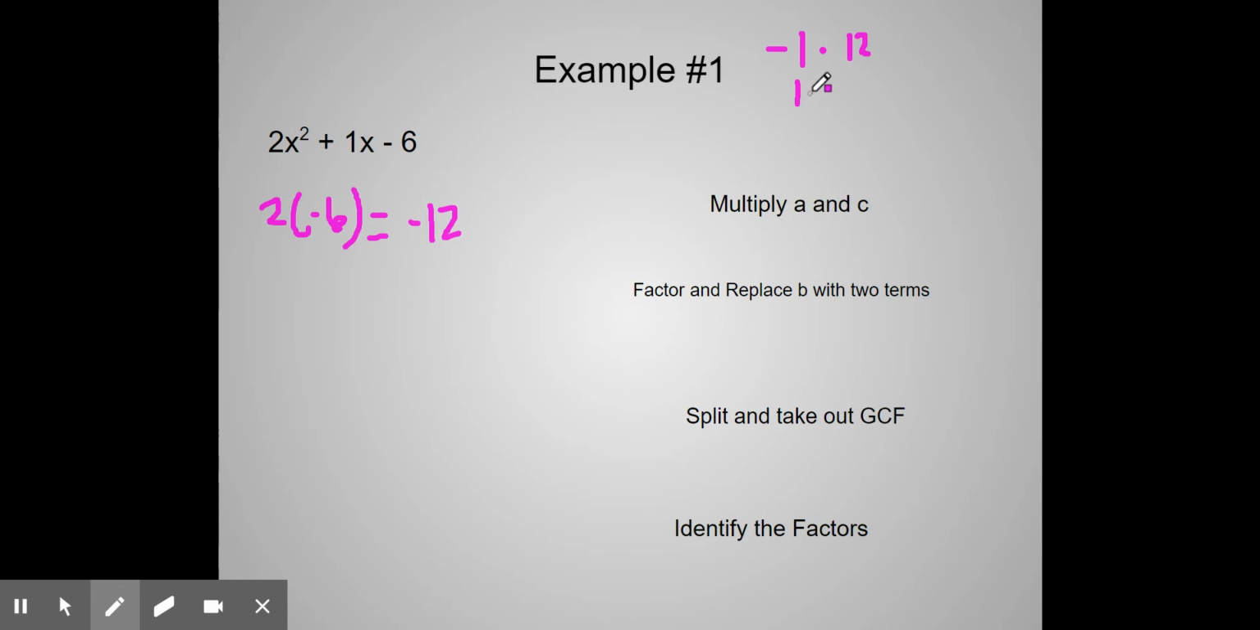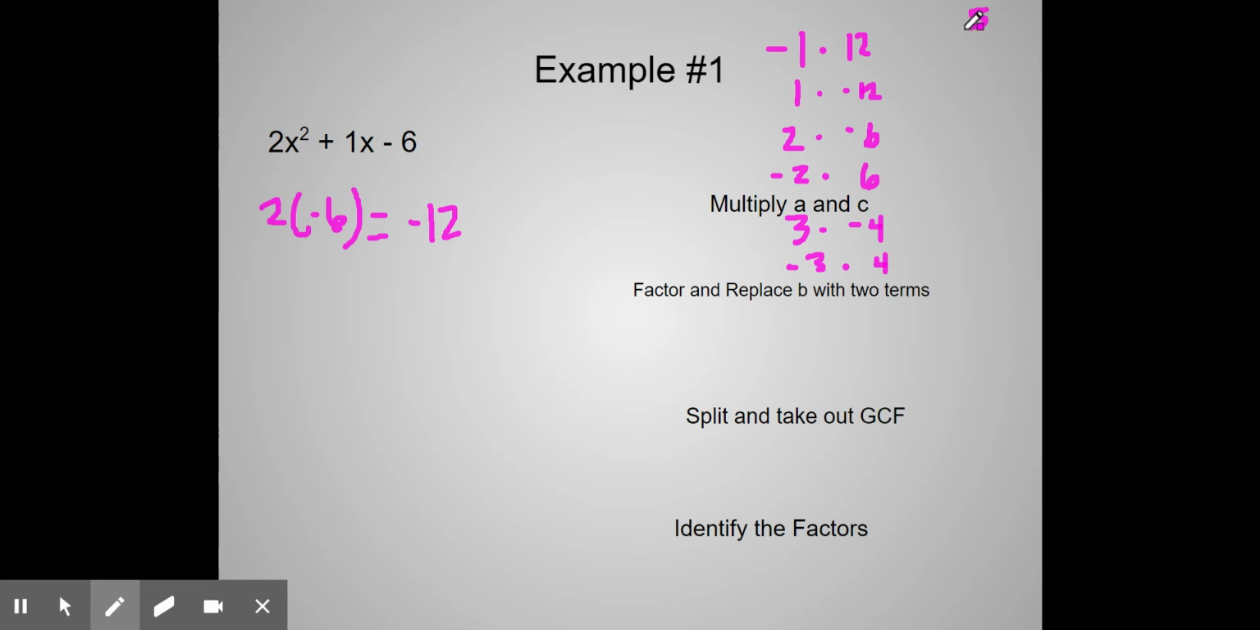Let's go with 1 times negative 12. Let's go 2 times negative 6. Let's go negative 2 times 6. There's going to be a little overlap here, no problem. 3 times negative 4, and negative 3 times 4. So you've seen this before. You've seen this strategy. So this is going to be the same.